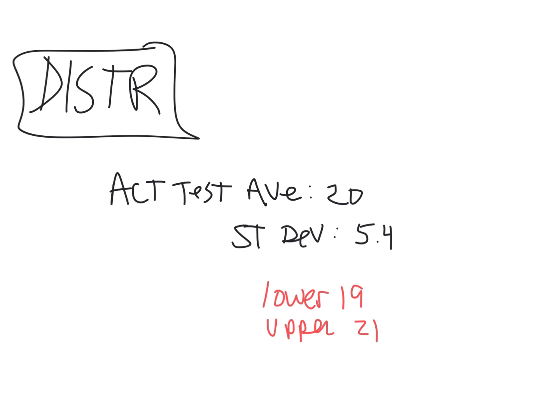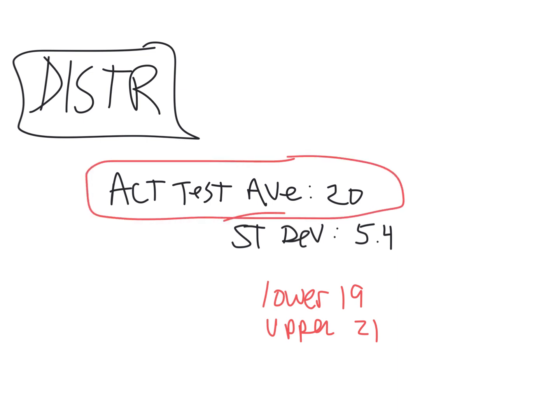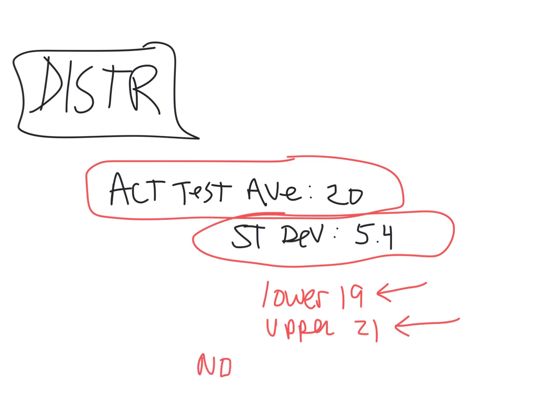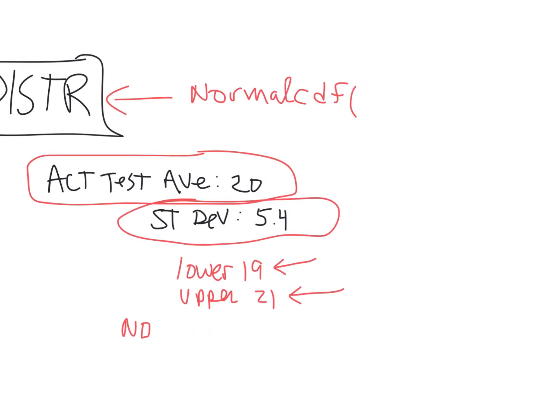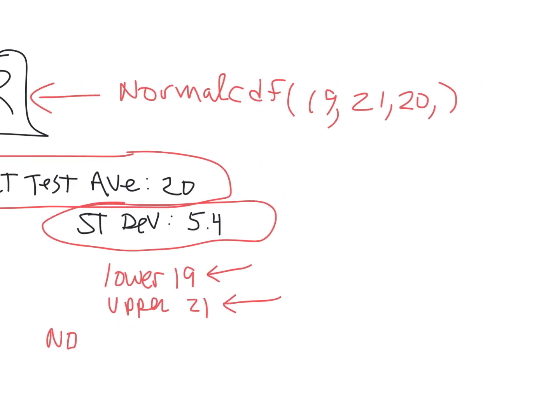Okay, so a little bit of stats review for your test. If I have an ACT average of 20 and the standard deviation is 5.4, and I want to know what percentage of people are between a lower score of 19 and an upper score of 21, did you remember that was under distr and then normal CDF? And then there's four numbers, and you put them in order that's fairly logical. You put the lower in first, the upper in next, the average in next, and the standard deviation next.